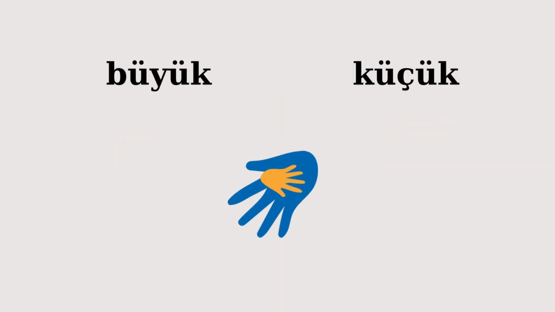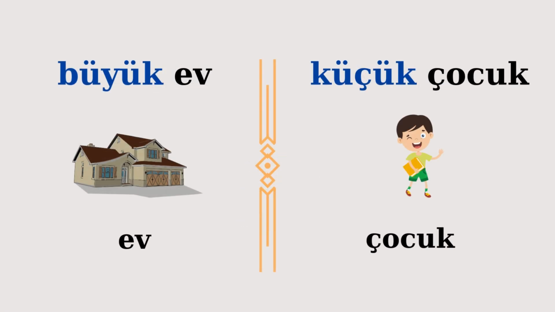Our second adjective set is büyük and küçük, which means big and small. Let's look at how these adjectives can be used. The first phrase is büyük ev, which means big house. You should have remembered the word ev from our previous lessons. The next phrase is küçük çocuk, which means small child. There is a new word here, çocuk, which means child. I want to repeat that most of the Turkish words have more than one meaning. We are learning the primary meanings in the first place.